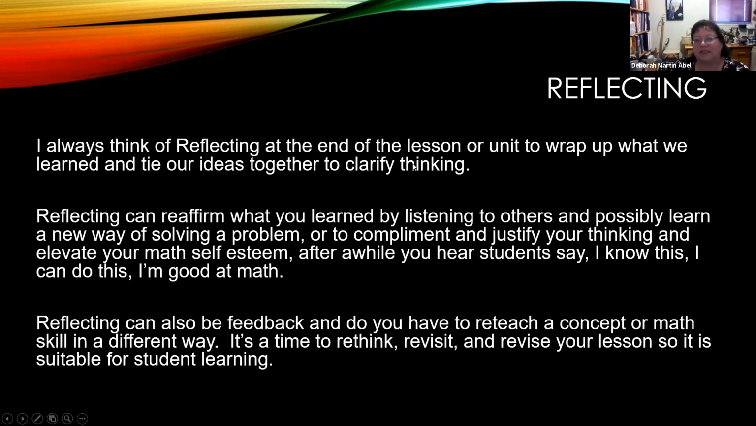Reflecting at the end of a lesson or to wrap up a unit shows what ideas were presented and clarifies thinking. Reflecting can reaffirm what you've learned, by listening to others, and possibly learning a new way to solve problems. Like when you go around the room and people share, not everybody shares, but some. And then reflecting on the feedback to see if you need to teach more on that lesson, or rethink or revisit or just teach it a different way.